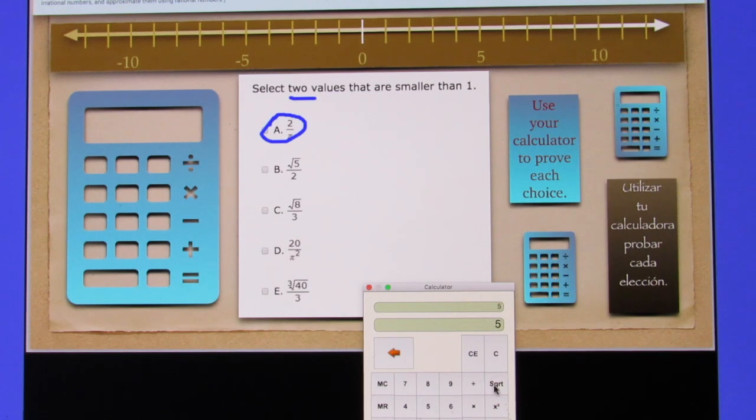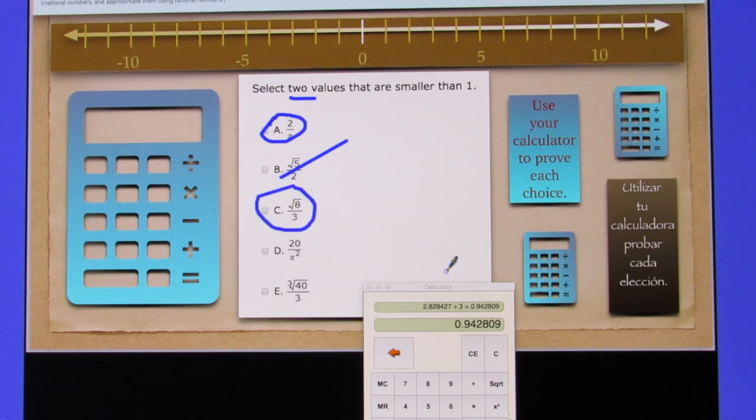This one asks me to put the number in first and then the square root. That's 2.23, blah, blah, blah, divided by 2. And that is not smaller than 1. It's just a little bit bigger than 1, so I don't like this answer at all. This one's the square root of 8 divided by 3, so I'll clear this. I'll hit the square root of 8, and I will divide it by 3. And there it is. It's less than 1.